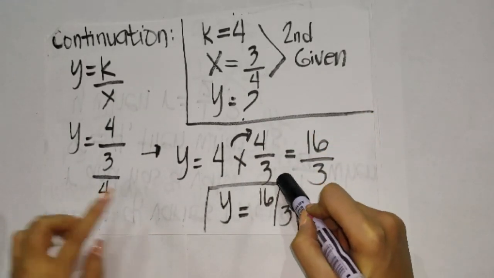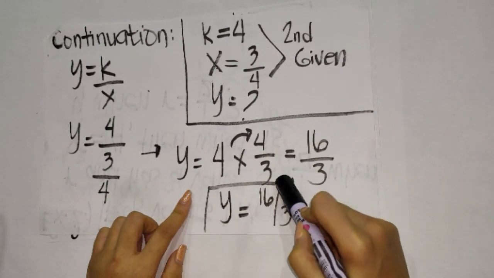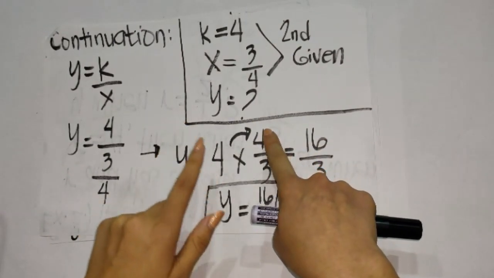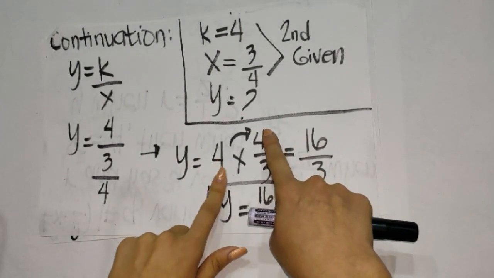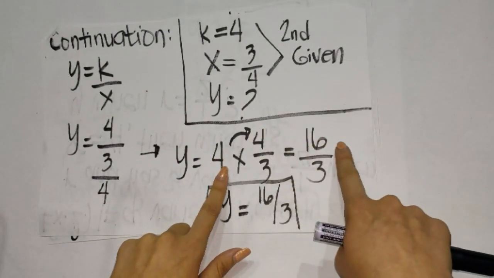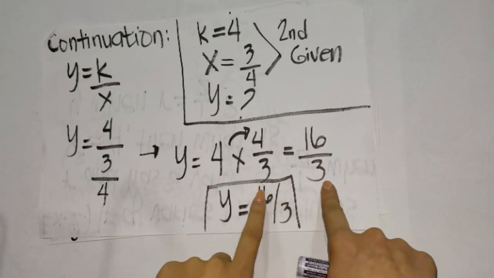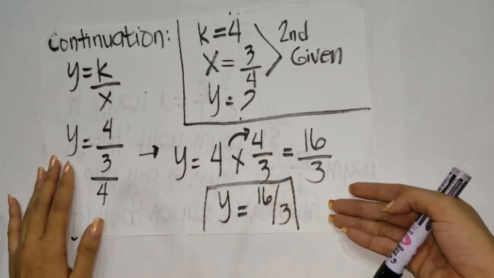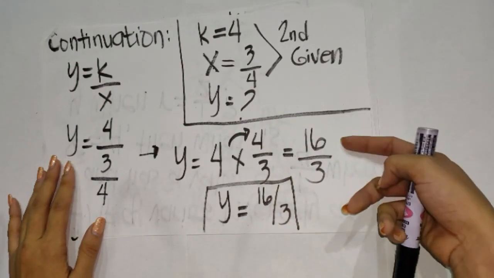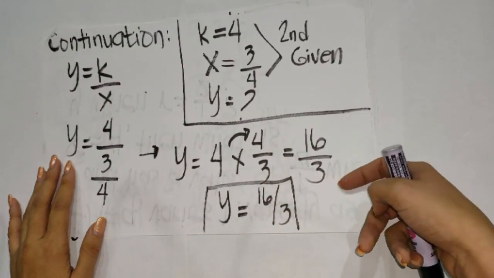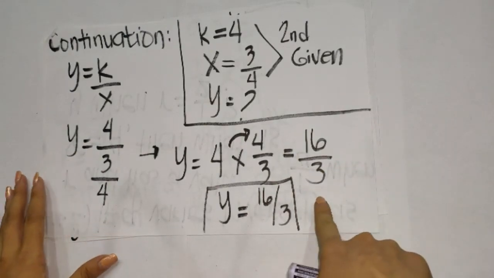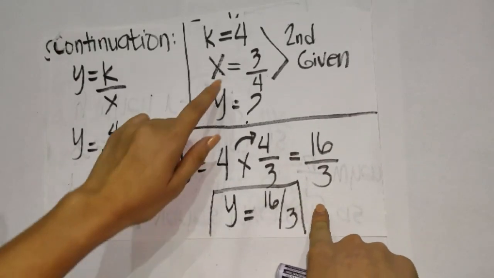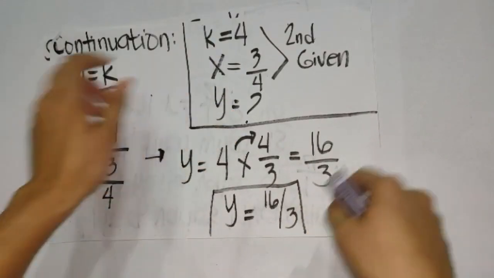Nakuha? And then after that, you are going to multiply 4 times 4. Yung numerator, ita-times po natin sa ating whole number, which is 4. So 4 times 4, that is 16. 16 over 3. Bakit? Just copy the 3. And then, we need to simplify this or to get the lowest term. But then, 16 is not divisible by 3. So, yun na po yung ating final answer. So, our y is 16 over 3 when our x is 3/4 and our k is 4.